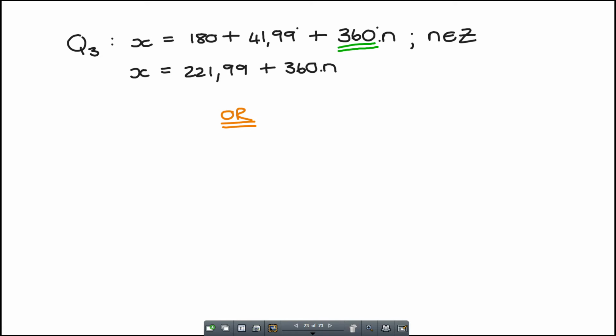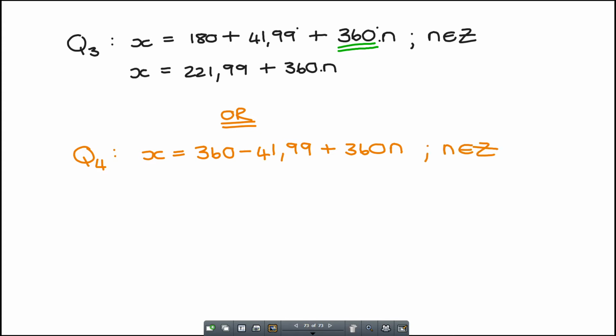Of kwadrant 4 het ons ook gesê was dit mos waar. En daar het ons gehad x is gelyk aan 360 minus daai hulphoekie. Okay, maar om dit nou algemene oplossing te maak, gaan ons weer sê plus 360n. Is julle reg daar? Okay, now we just got to go and simplify.